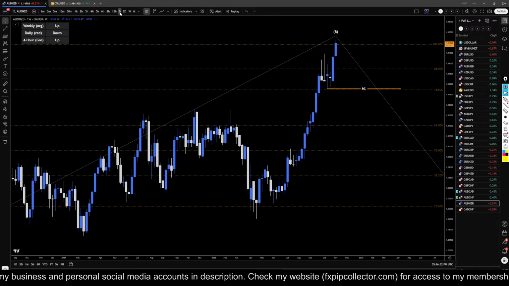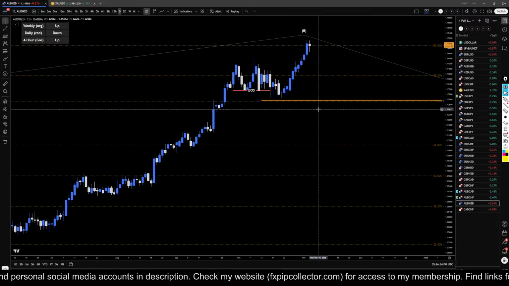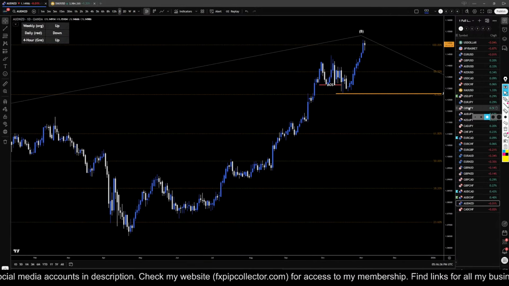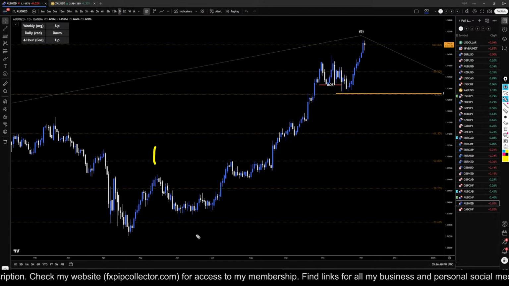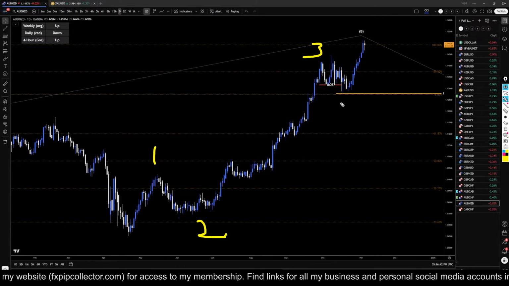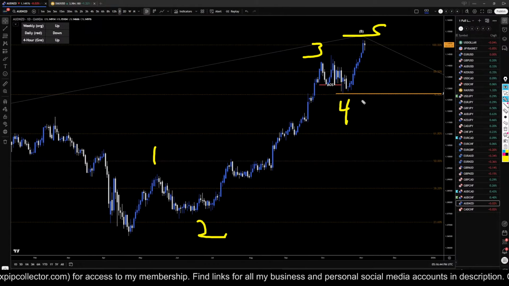Anyways, I still think that potentially we could turn down at some point. On the daily time frame, if you zoom out a little bit, it definitely looks like we're in a wave five. I mean, it looks like a one, a two, a three, a four, and a five. So it definitely looks like it could be getting close to being over.